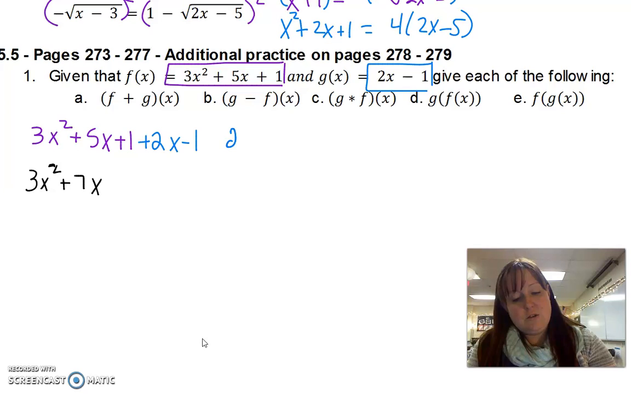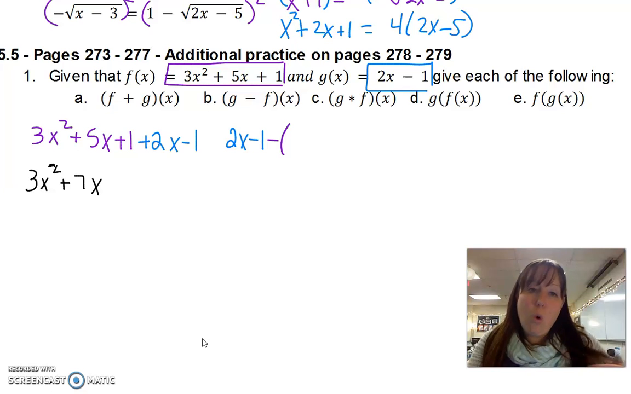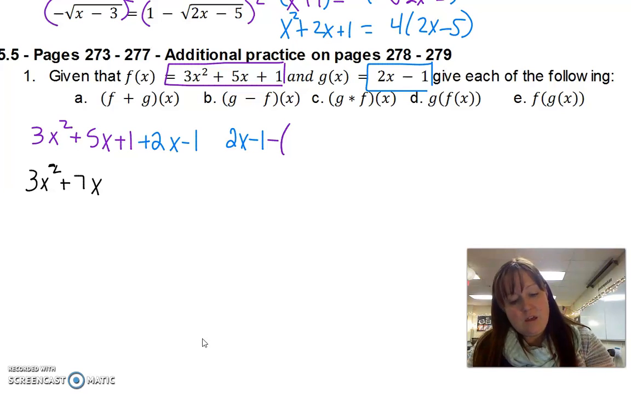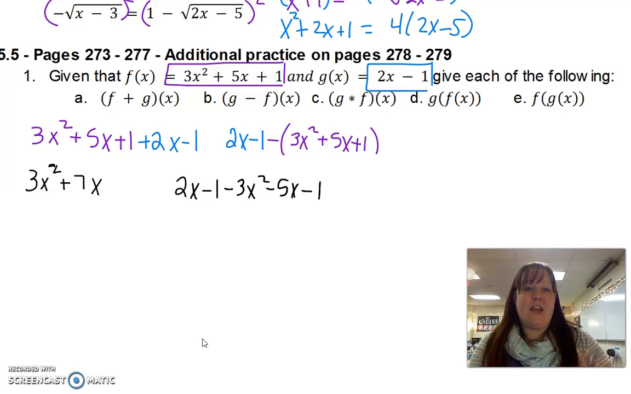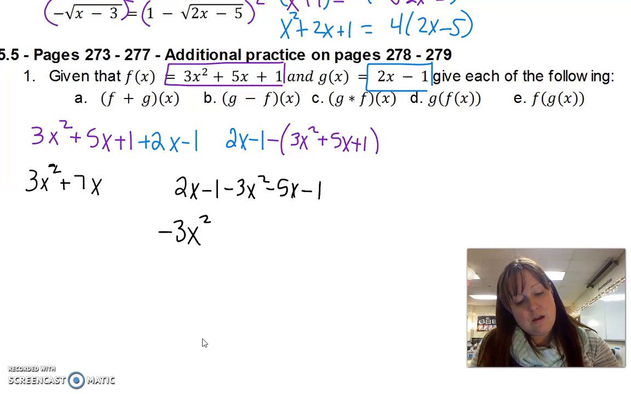All right, the next one is g of x minus f of x. So we take 2x minus 1 and we subtract. Now remember, we're subtracting the whole function f of x, right? Not just the 3x squared, we're subtracting the whole thing. So we're going to subtract 3x squared plus 5x plus 1. So when we simplify this, we're going to end up with 2x minus 1 minus 3x squared minus 5x minus 1, right? Because you're subtracting every single thing in f of x. Now combine things that are the same. We end up with negative 3x squared minus 3x minus 2.